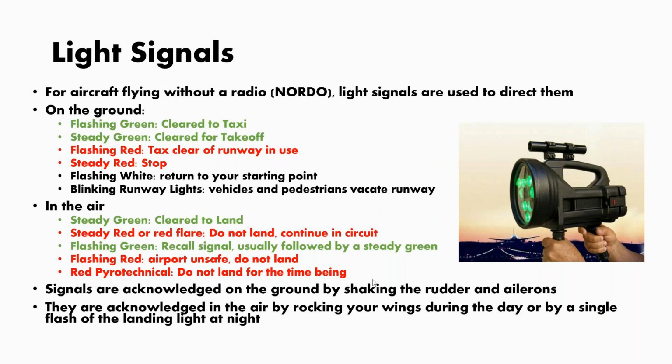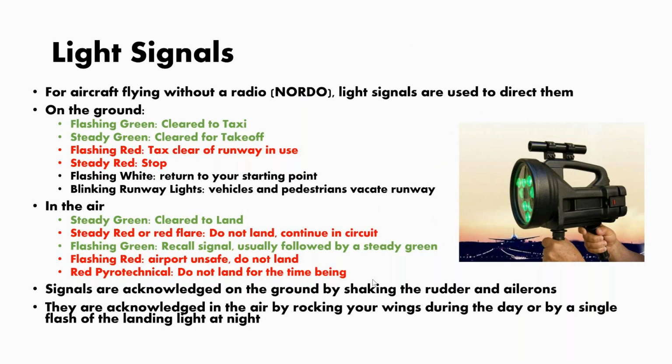If you're flying without a radio in the sky and you see a steady green light, that means you're cleared to land. If you see a steady red light or a red flare, that means do not land, continue in the circuit. If you see a flashing green light, that means it's a recall signal. So if you're just flying near the airport, like practicing or something like that, and you see a flashing green light, that's telling you, okay, we want you to come back. And then that's usually followed by a steady green, which tells you you're cleared to come land now.